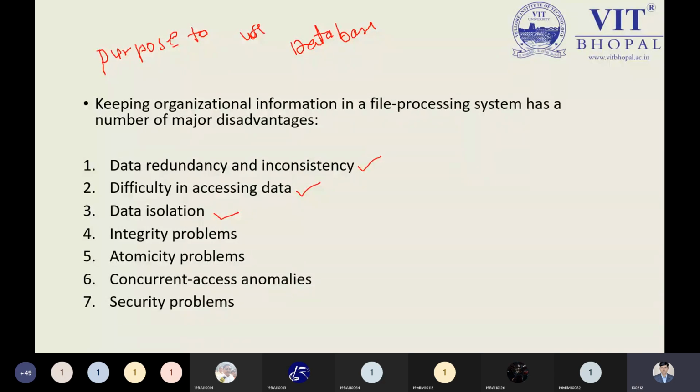Just tell me, any doubt over here? No doubts. So what is the integrity problem? Just tell me what is the integrity problem.